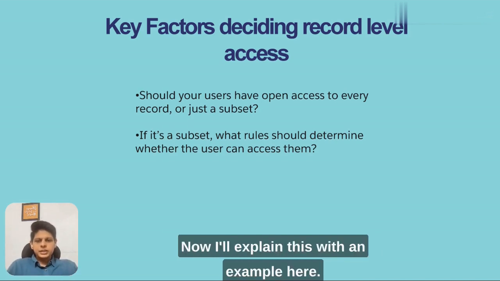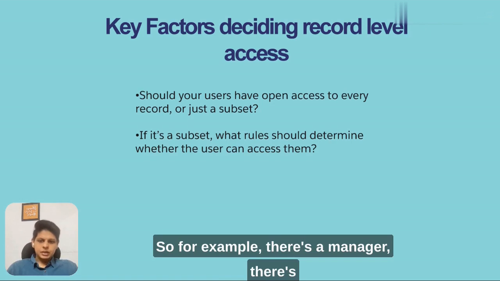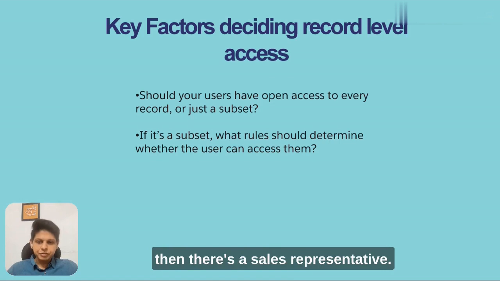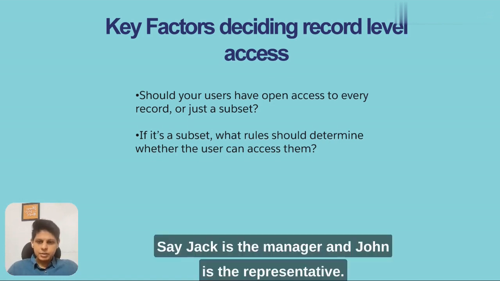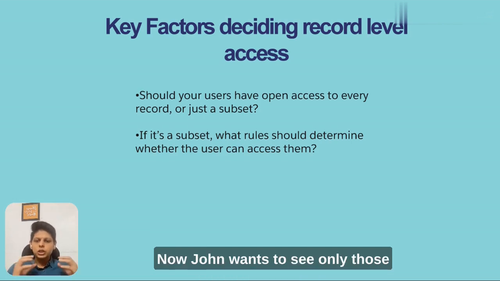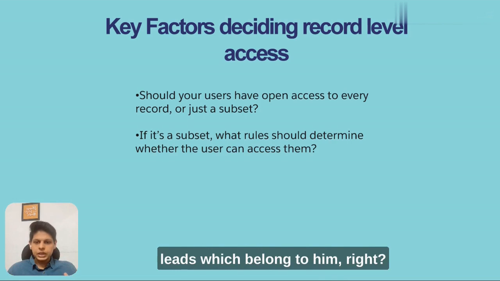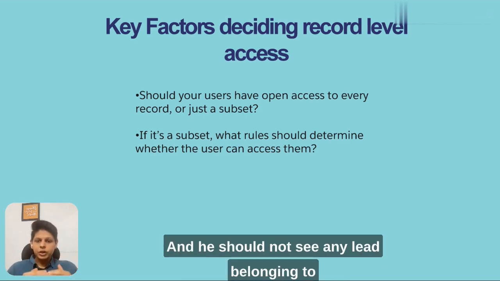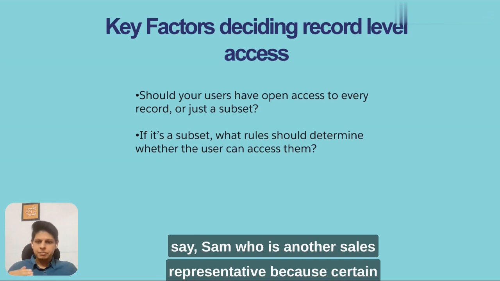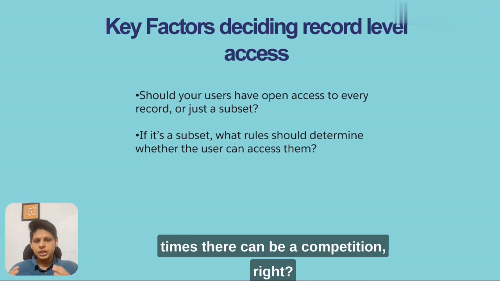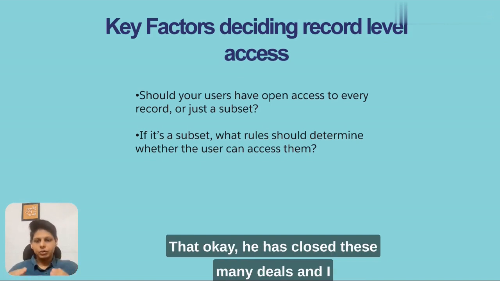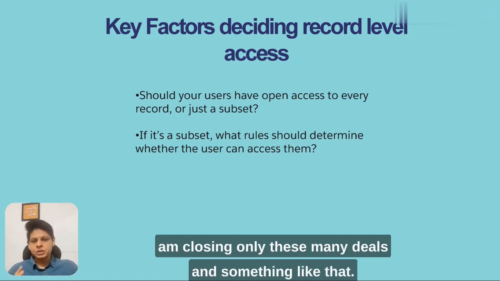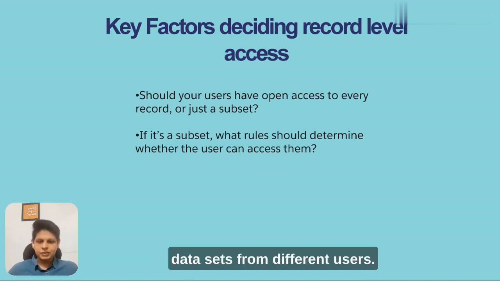Now I'll explain this with an example here. So for example, there's a sales manager, there's a director, and then there's a sales representative. Say Jack is the manager and John is the representative. Now John wants to see only those leads which belong to him, and he should not see any lead belonging to, say, Sam, who is another sales representative, because at certain times there can be a competition, that okay, he has closed these many deals and I am closing only these many deals and something like that. So probably going to hide different data sets from different users.